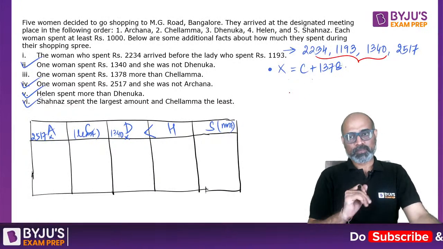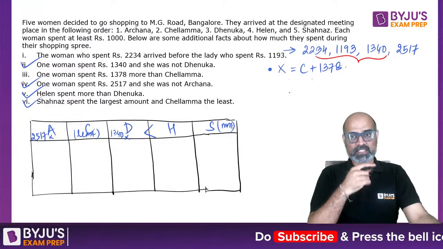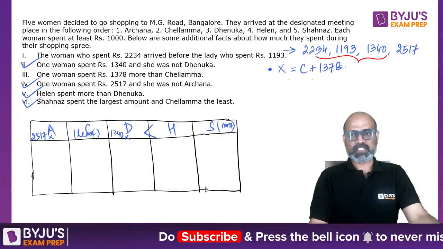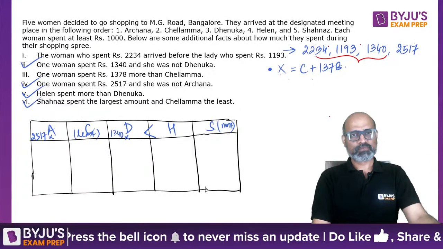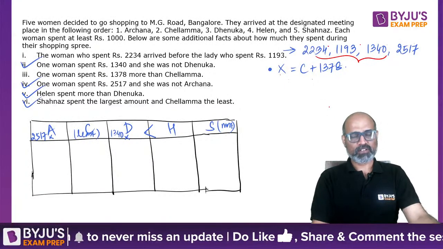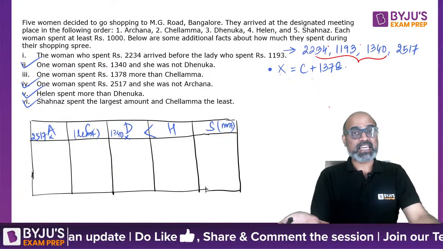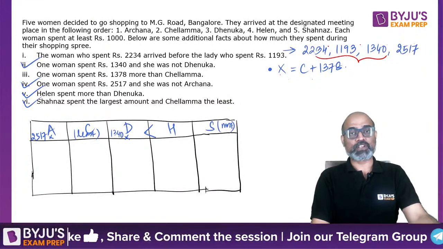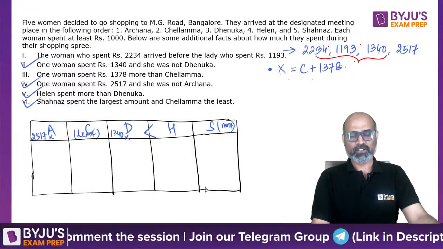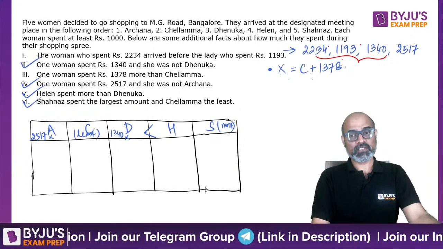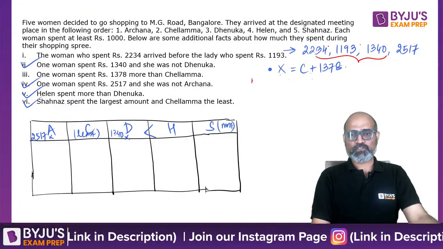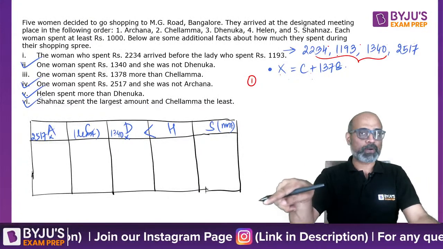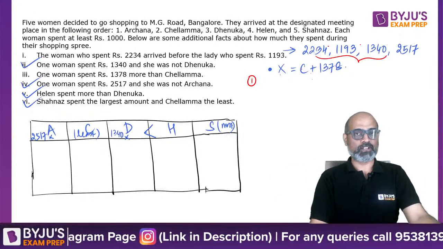Now what are the possibilities? Since Chelema has the least, can we say that X can be any one of these 4? That is one possibility. Or maybe C has the least. So what is the least value we see? 1193 right now. So maybe C is 1193. So let's see how many cases we are going to have. Let's first of all assume that C is not present, C is not one of these 4 values.